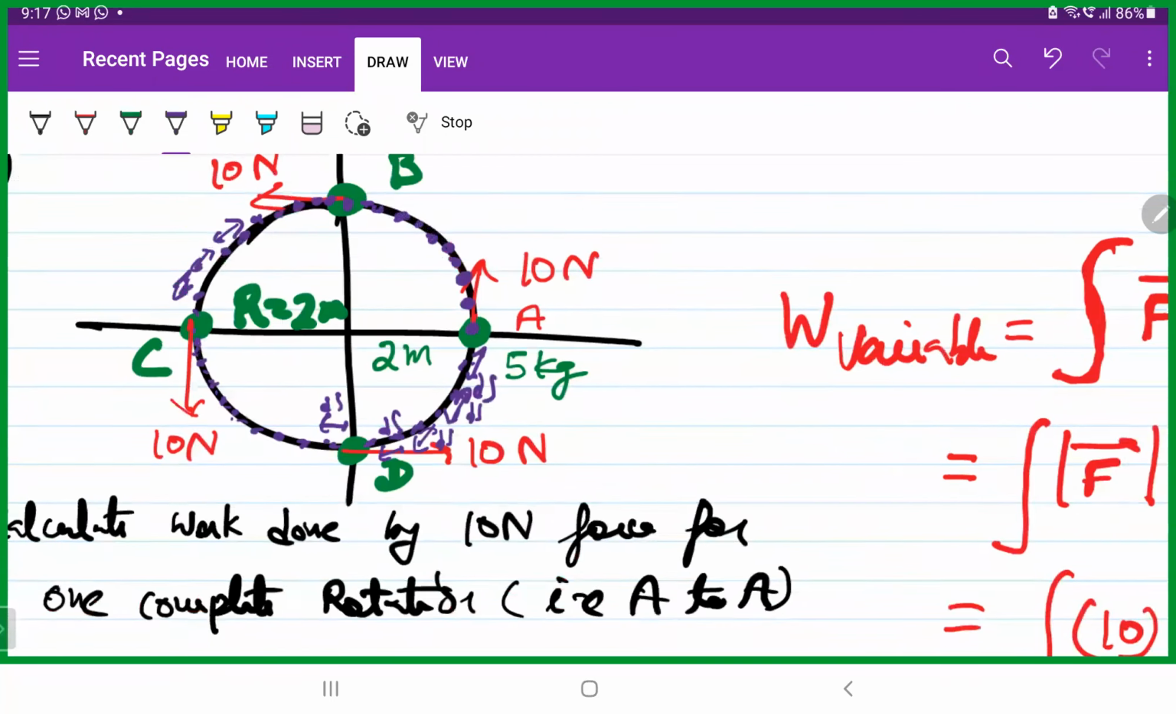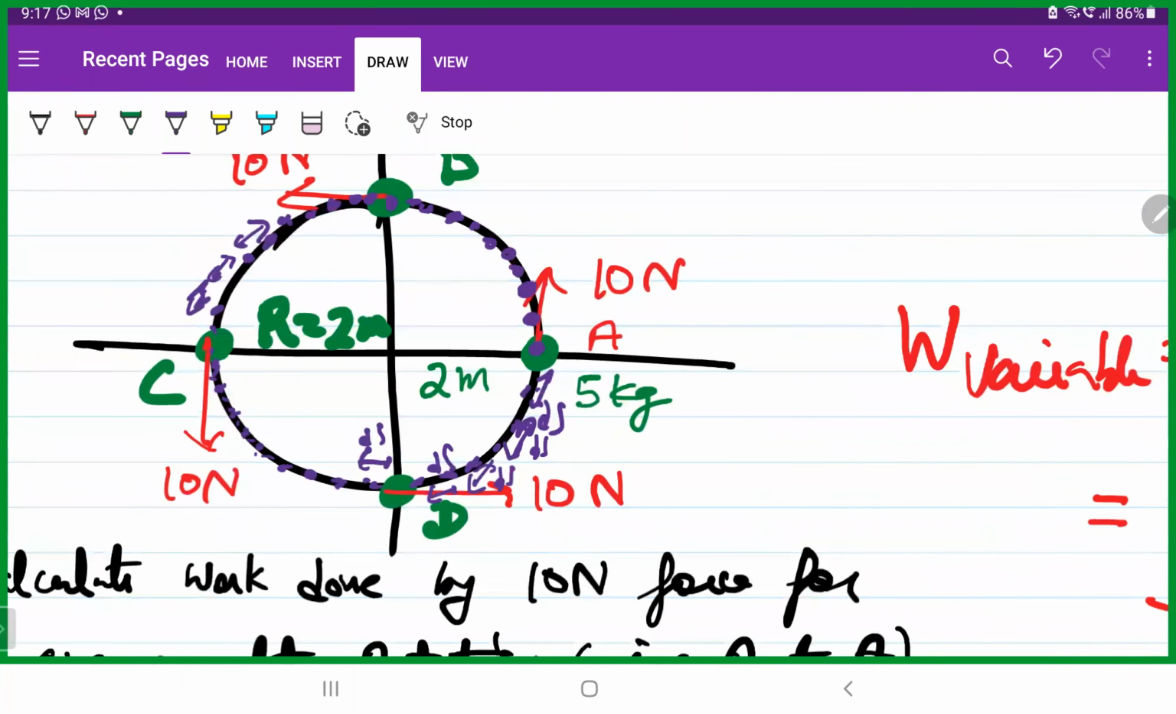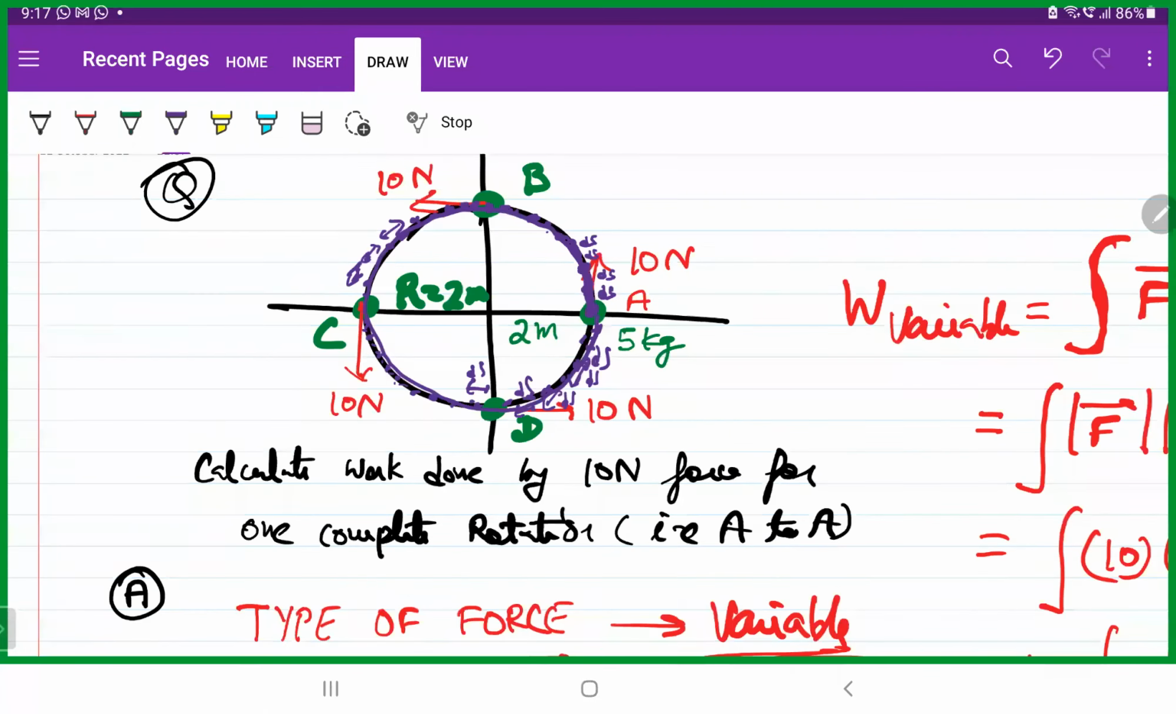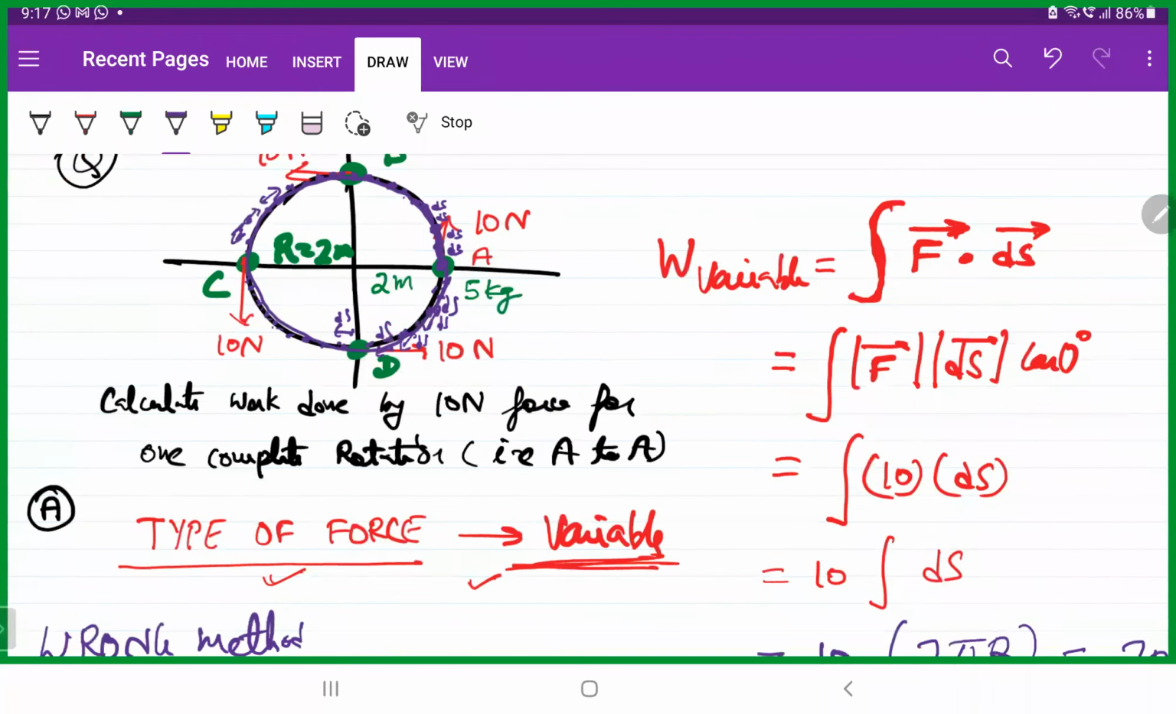Now, what is the meaning of summation? If the object is here, it has to come here. This is a small ds. Then it will go this ds, then this ds, then this ds. Now, if you add all these ds, what will basically come? It will come as the entire circumference. That's what I wrote directly, 2 pi r. Yes, I understood that. Any other doubt?